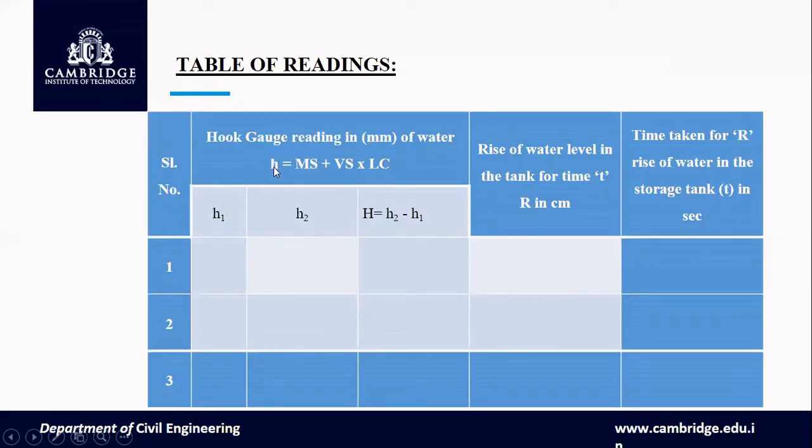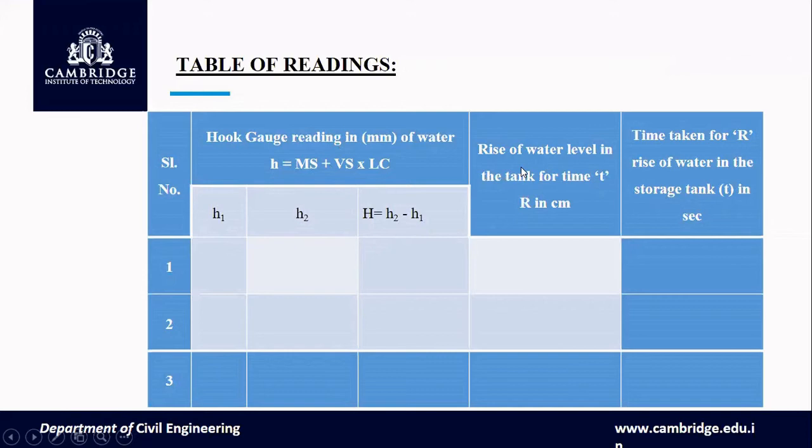The hook gauge reading you initially record will be the main scale reading plus vernier scale reading into least count, which gives the hook gauge reading. Then this H1 is your initial water level reading. This is H2, the final water level reading. Then capital H represents the difference in water levels, H2 minus H1.